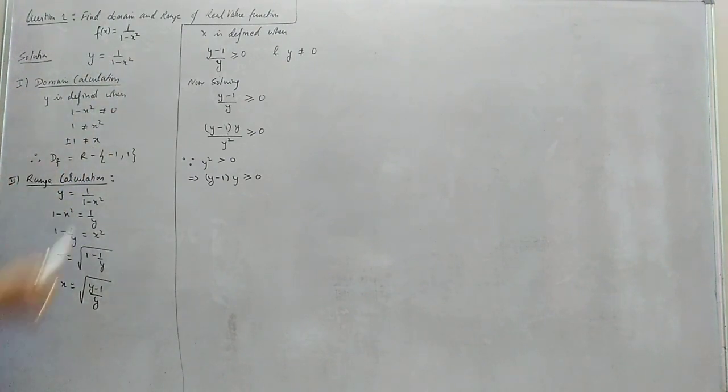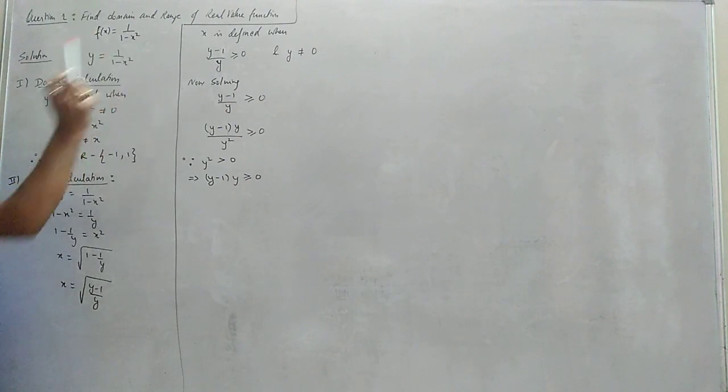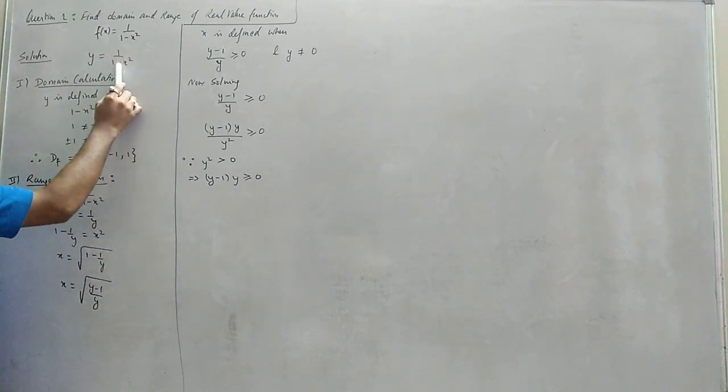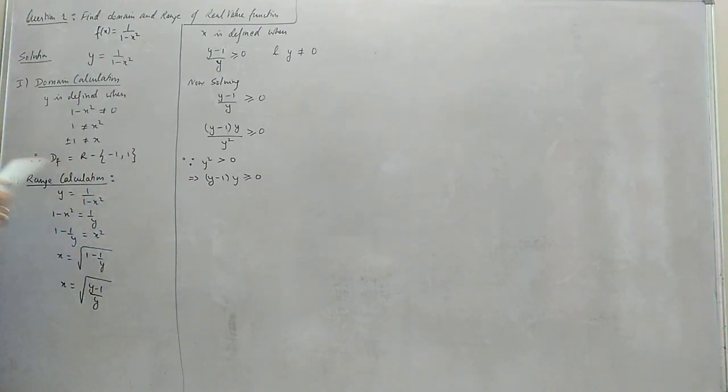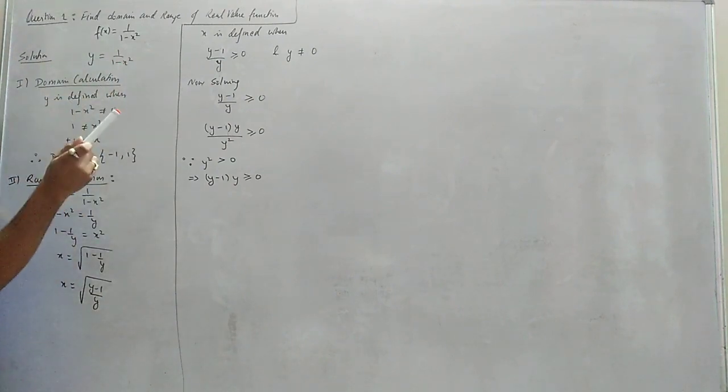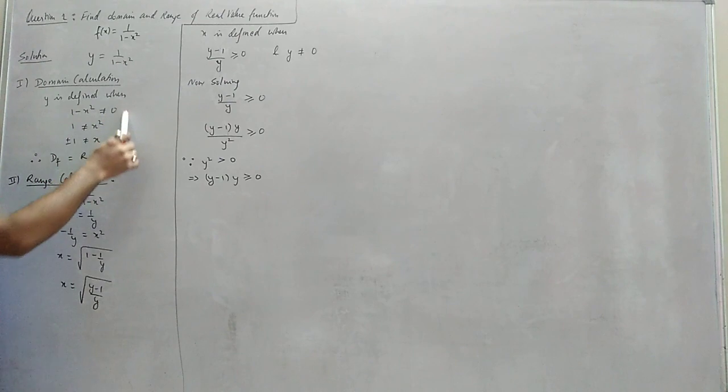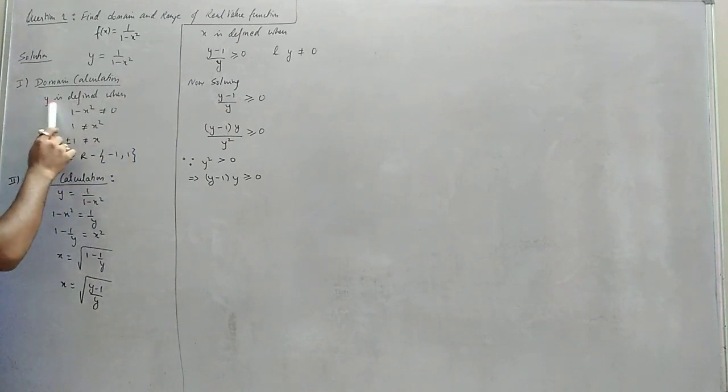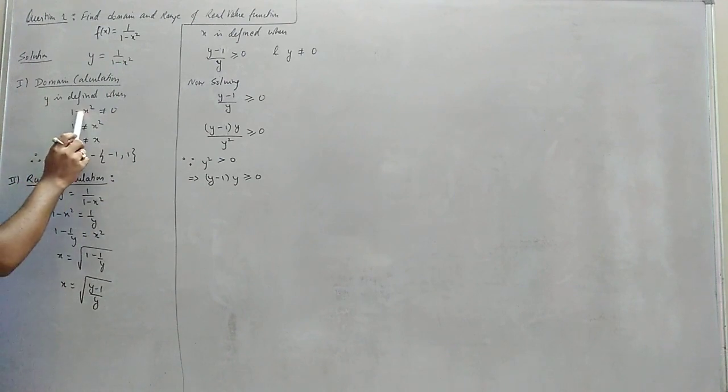If it was a plus here, then it can never be zero, because there is a square and a plus. That time the domain will be the whole real numbers. Clear? But since it's a minus, it can be zero. So let's calculate for which values it can be zero. We do the opposite. y is defined when this is not equal to zero. From here, x square goes to that side: x square not equals 1. Square becomes root. Root 1 is plus minus 1. So x not equals plus minus 1.